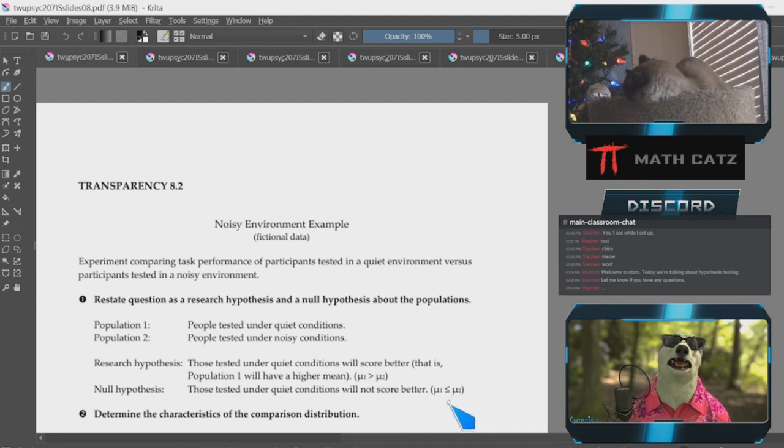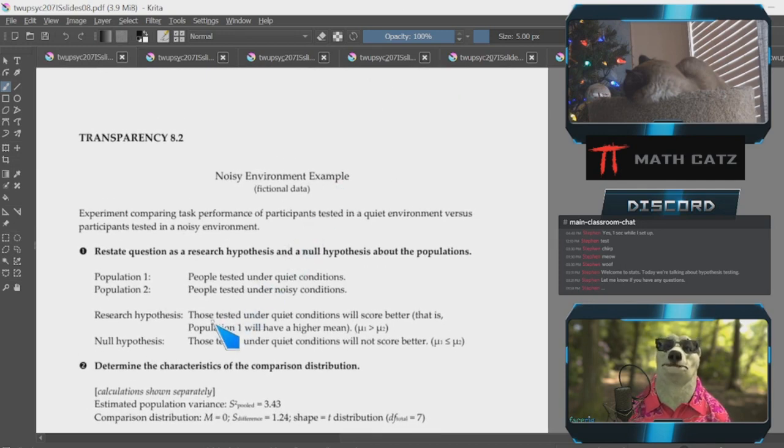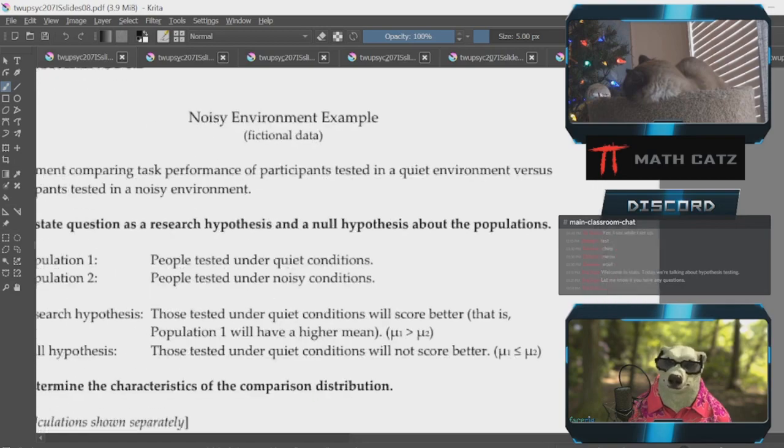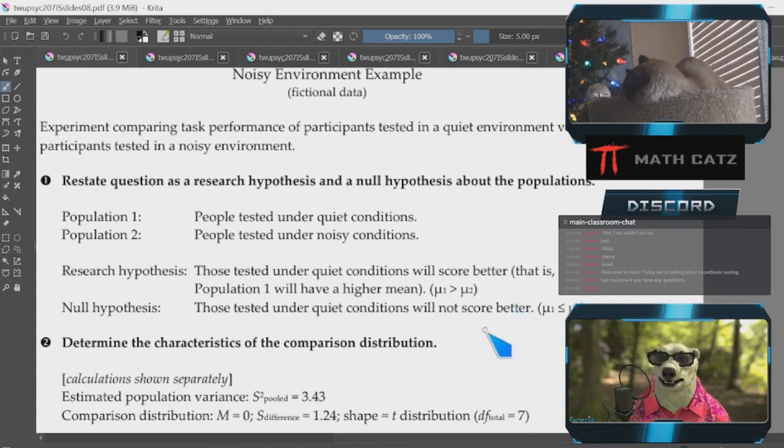Okay. So for our characteristic distribution, we have to estimate the population. Let's zoom in a little bit. I know some of it's going to be off screen, but we're focusing on part 2 here. We have to somehow, and we'll see soon enough, estimate and calculate the population variance. And we'll call that the pooled variance. So we'll see how we get this 3.43 in a second.